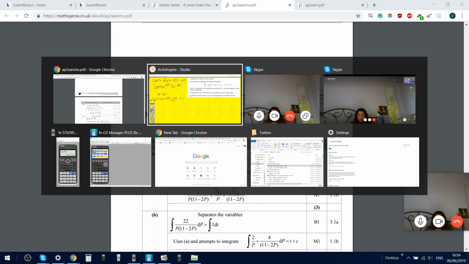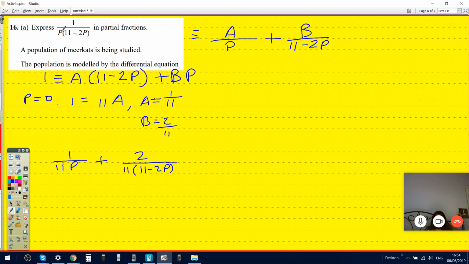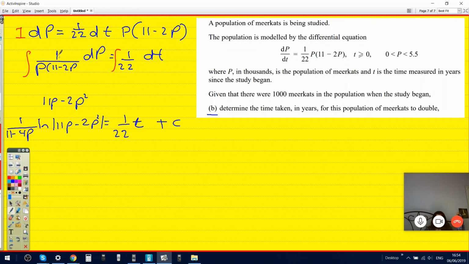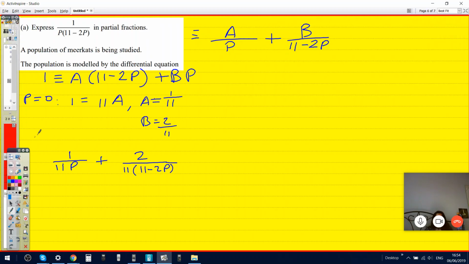Oh, hang on. Part A. What was part A? Don't know. Part A was 1 over p times 11 minus 2p. Yeah. And we have 1 over p times 11 minus 2p. And so we can just put that into partial fractions. And so we can be definitely certain of it. So our partial fractions were that: 1 over 11p plus 2 over 11 times 11 minus 2p. And so just integrate these two.